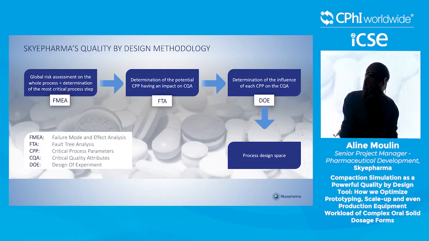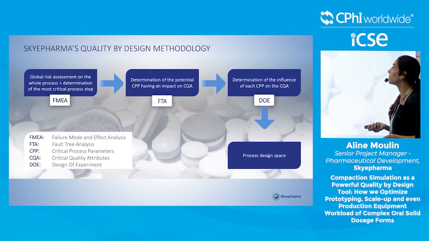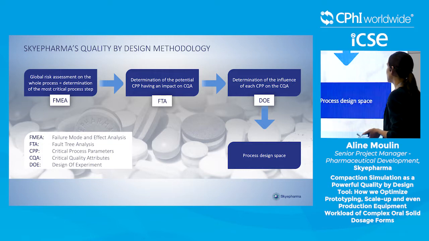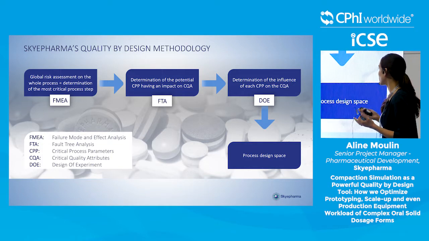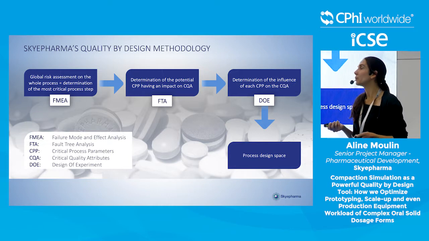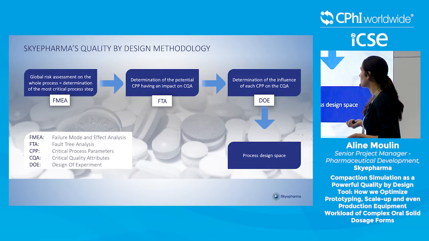And the third step, we will determine and quantify the influence of each critical process parameter having an impact on the critical quality attributes, thanks to design of experiment, in order to determine the process design space. That means where we will be able to manufacture the right product with the desired specification. So when you speak about quality by design, very often people are afraid about the cost and duration of such programs.